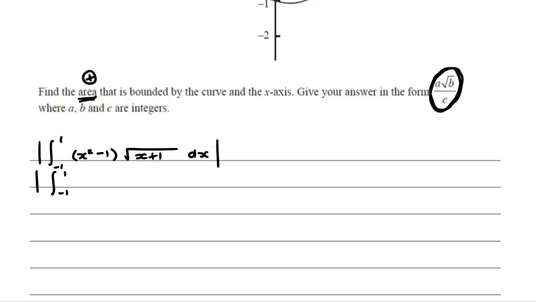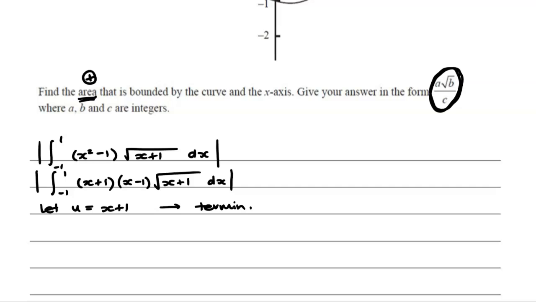That x squared minus 1, let's write that as x plus 1, x minus 1, and then we've got the square root of x plus 1 dx. And then let's let u equal x plus 1. And because we've done u substitution, we need to change the terminals. So we had x equals 1 on top, x equals negative 1 on the bottom. So if u equals x plus 1, the top terminal for u is going to be 1 plus 1, 2, I know, shocking. And this terminal is going to be x plus 1. When x is negative 1, then we're going to have 0.